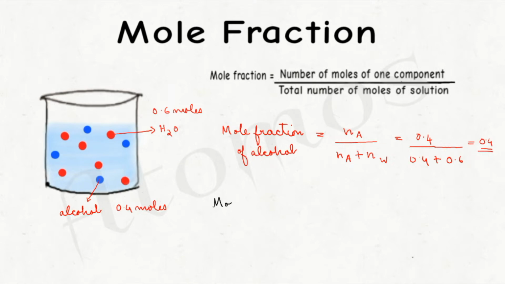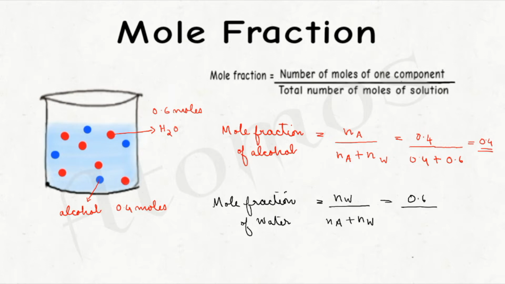If so, can you calculate the mole fraction of water in the solution? Write it. Mole fraction of water will be equal to number of moles of water divided by number of moles of alcohol plus number of moles of water. Right? So what's the number of moles of water taken? That is 0.6 divided by total number of moles present in the solution, that is 0.4 plus 0.6. That will be equal to again 0.6. So by this way we can express the mole fraction of the solute as well as the solvent present in the solution.